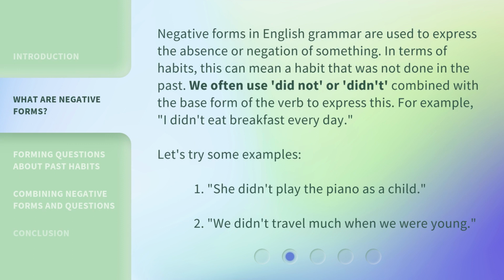Negative forms in English grammar are used to express the absence or negation of something. In terms of habits, this can mean a habit that was not done in the past. We often use did not or didn't, combined with the base form of the verb to express this. For example, I didn't eat breakfast every day. Let's try some examples. 1. She didn't play the piano as a child. 2. We didn't travel much when we were young.